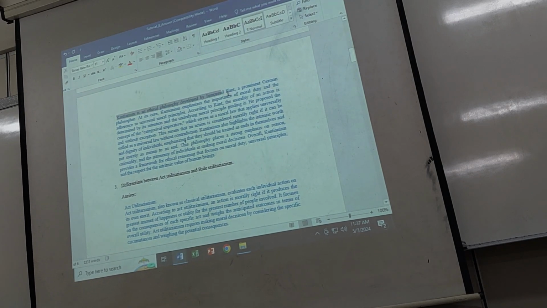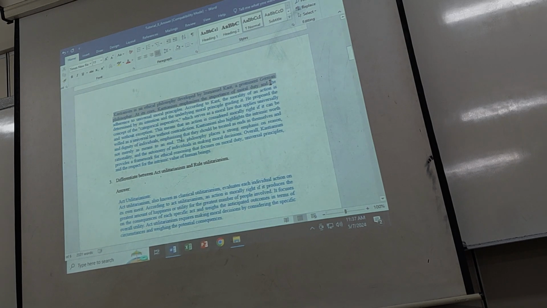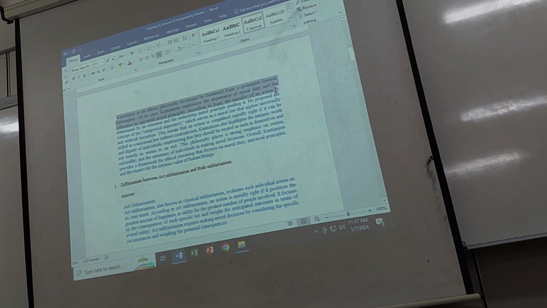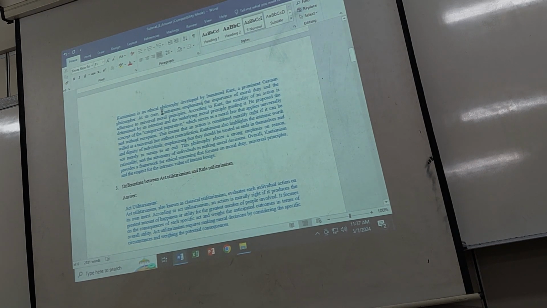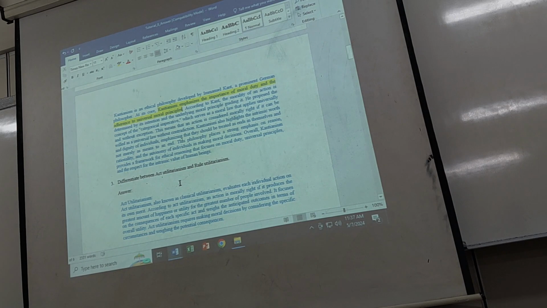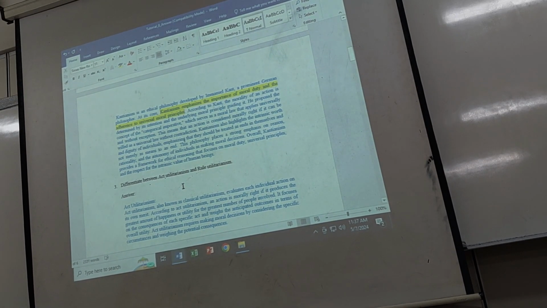Whereas Kantianism is an ethical theory developed by Immanuel Kant. He emphasized the importance of moral duty, acting according to moral duty and universal moral principles.